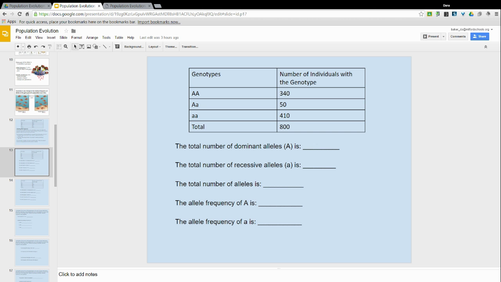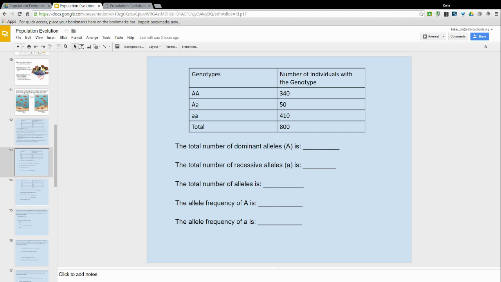We can calculate population allele frequencies from genotype numbers. If you look at the top there in the table, you'll see the breakdown of the number of individuals that have each of the genotypes. Again, for the genotypes, you can be homozygous dominant, heterozygous, or homozygous recessive. The total of all of our individuals, all of the genotypes added together, equals a total of 500 individuals. So the first thing we want to figure out is the total of the dominant big A alleles in our population.